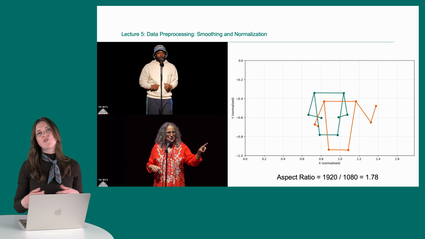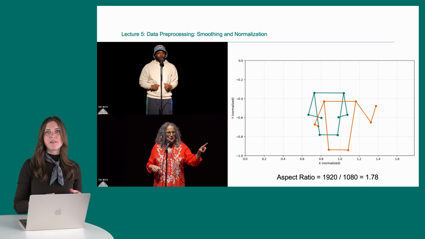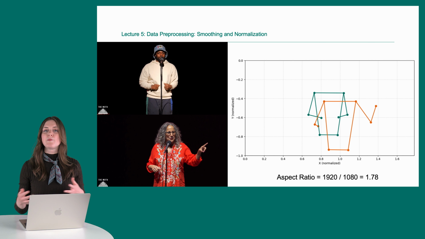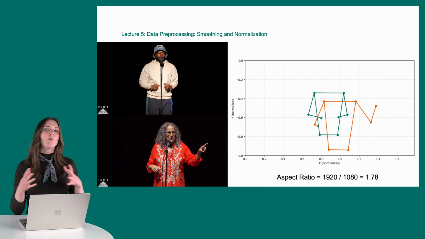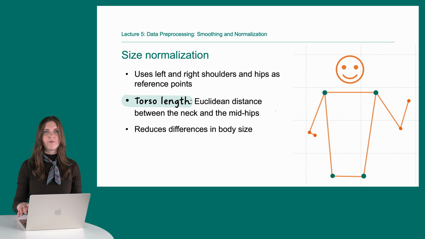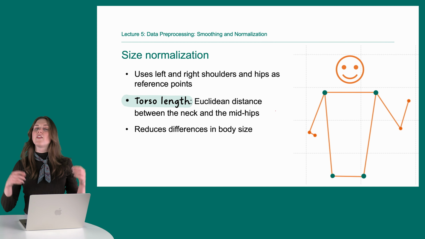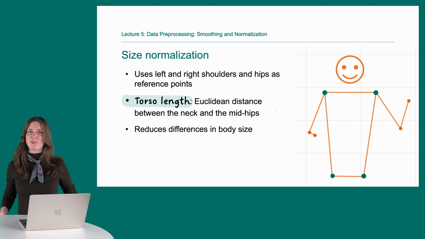The next issue we'll address is the size of the participants. Because one participant is closer to the camera than the other, their bodies appear to be different sizes. We want to make everyone's torso the same length. To normalize size, we're going to use 4 reference landmarks on the body: the left and right shoulders and the left and right hips.